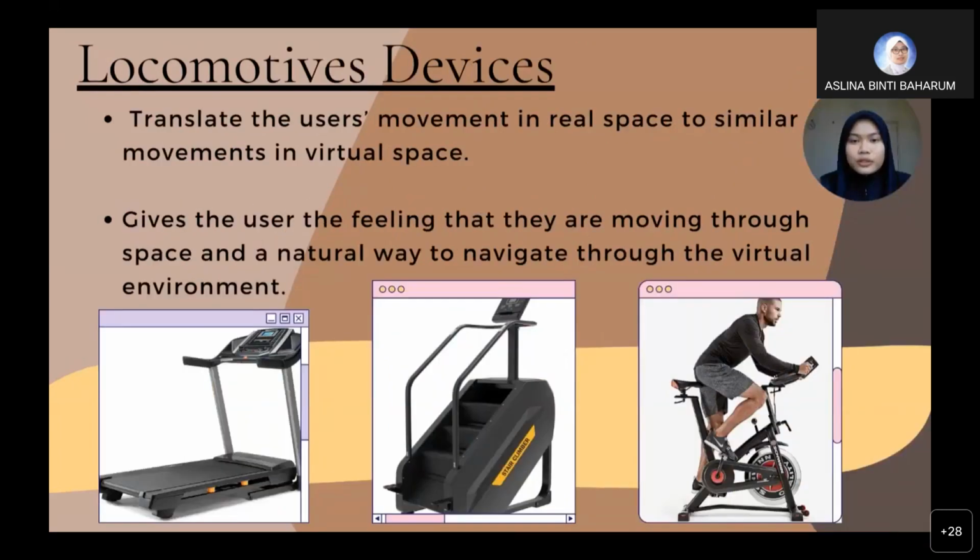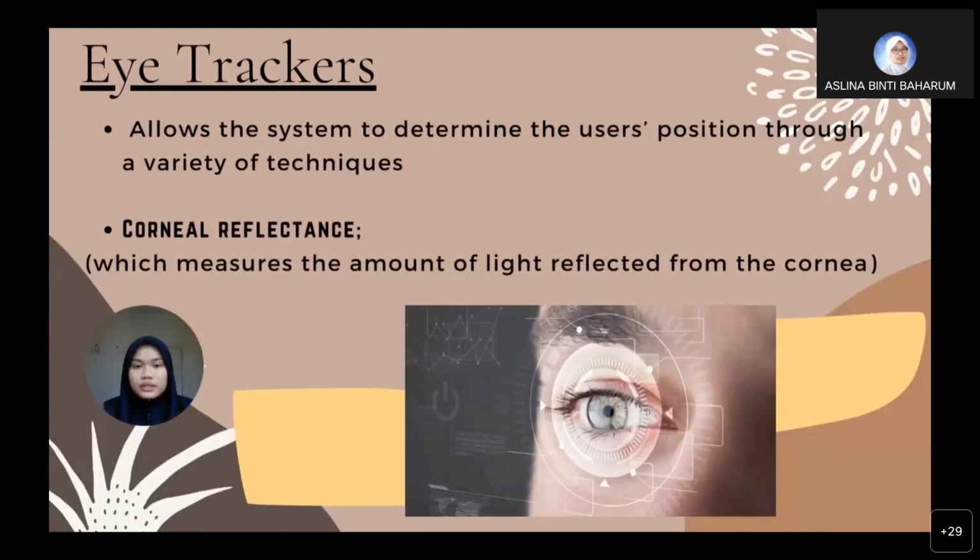Next, we have locomotive devices. They translate the user's movement in real space to similar movement in virtual space, giving the users the feeling that they are moving through the space and a natural way to navigate through the virtual environment. For example, stationary bicycles, stair climbers, and treadmills. Then we have eye trackers, which allow the system to determine the user's position through a variety of techniques. For example, the corneal reflex test, which measures the amount of light reflected from the cornea.